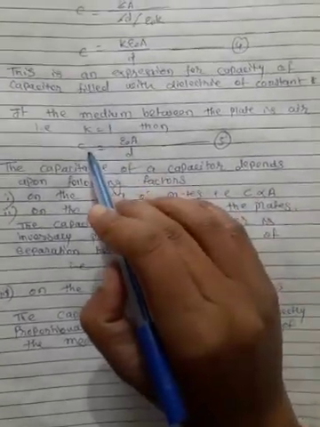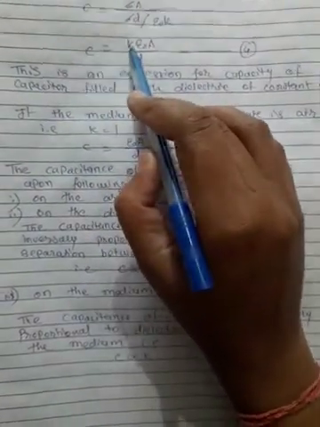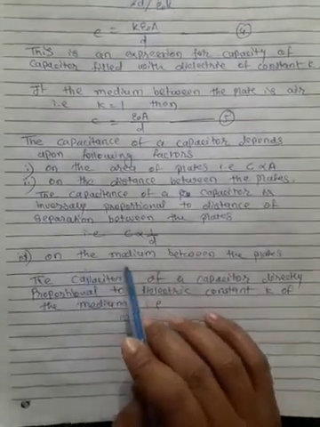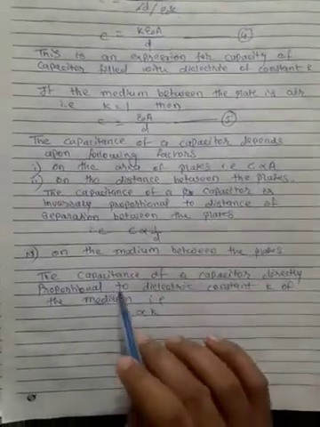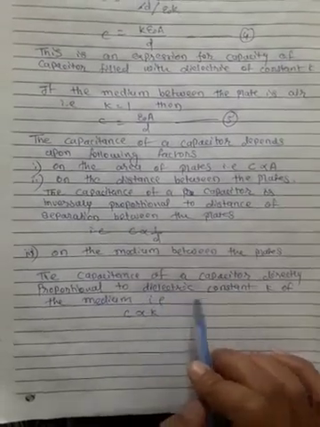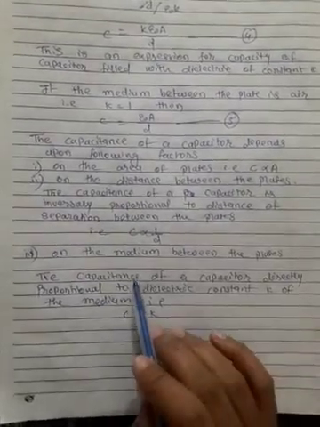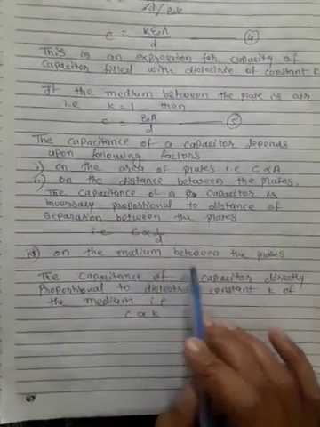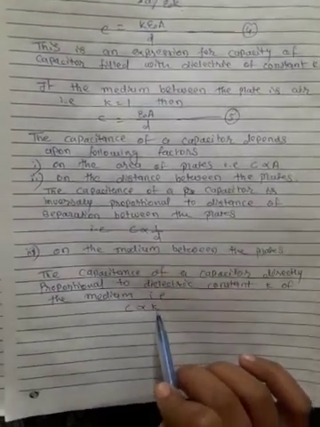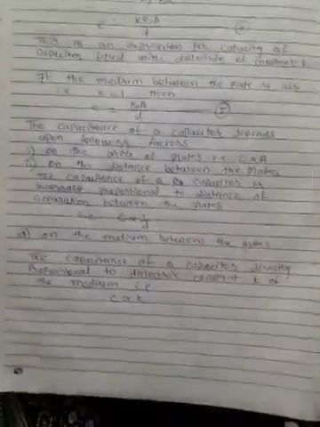Then C also depends on K. K is the dielectric constant of the medium between the plates. The capacitance of the capacitor is directly proportional to the dielectric constant K. It means that it depends on the medium between the plates, and this is written as C is directly proportional to K. Then next are the numericals.